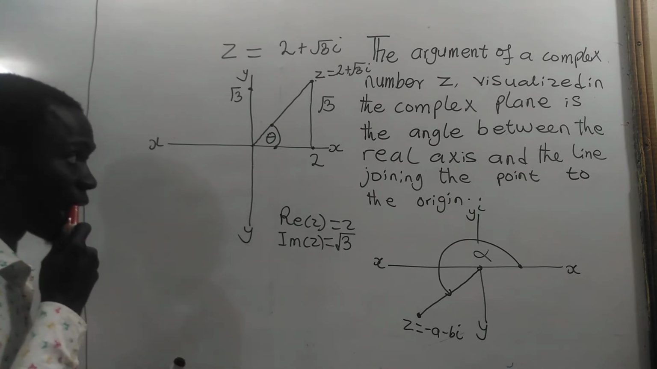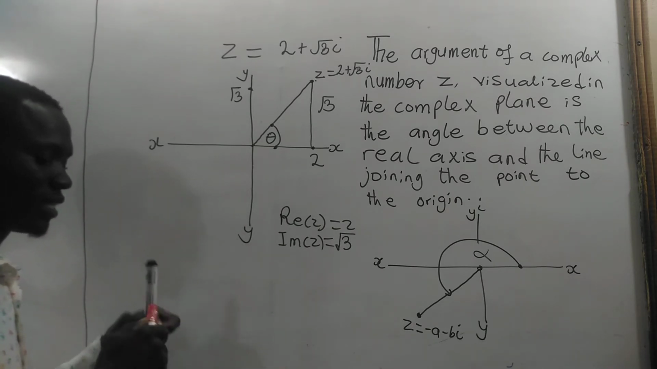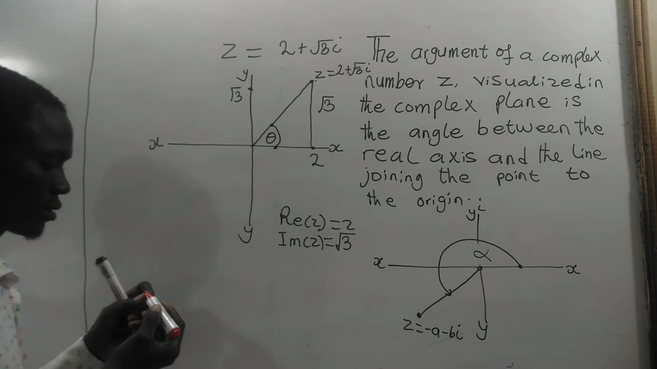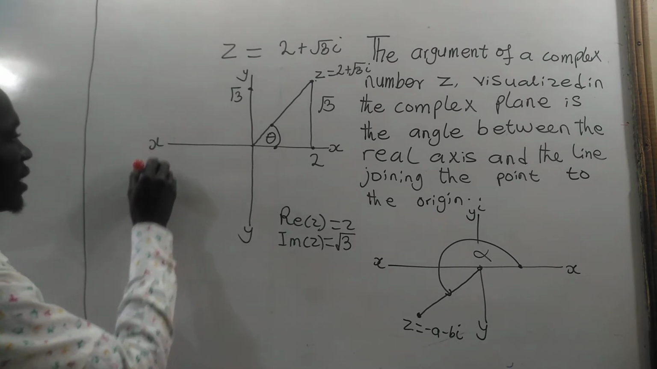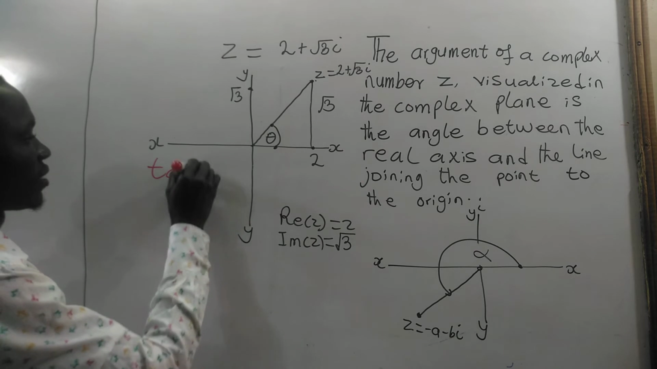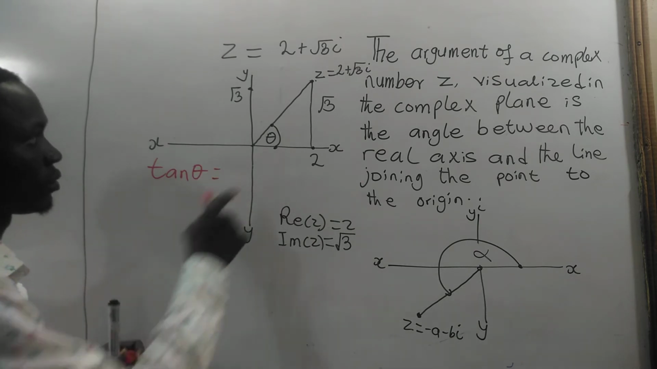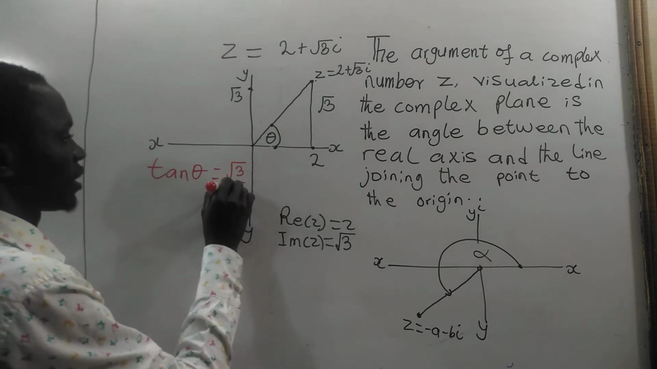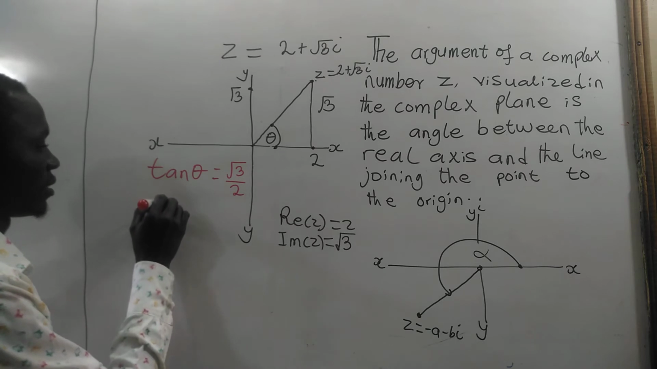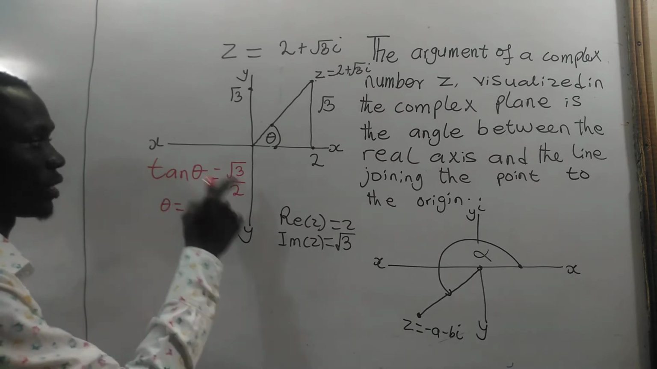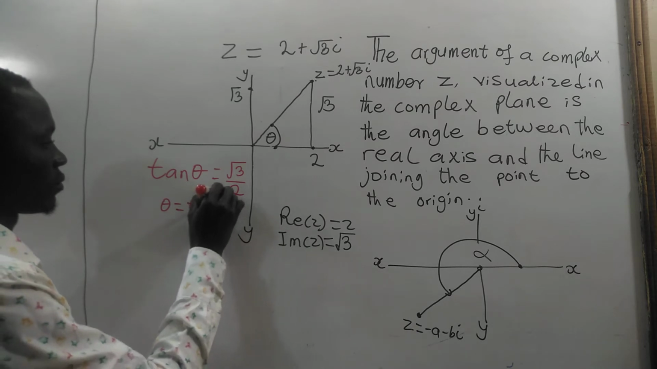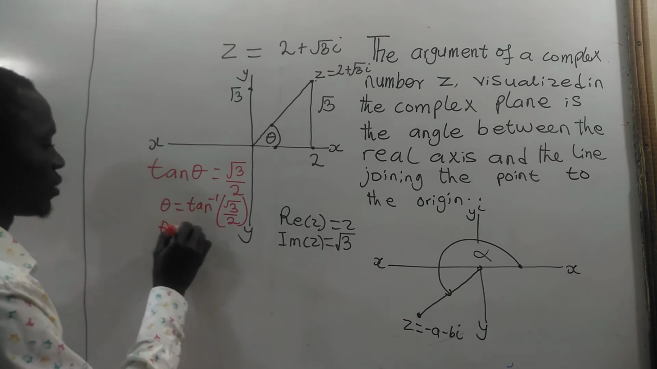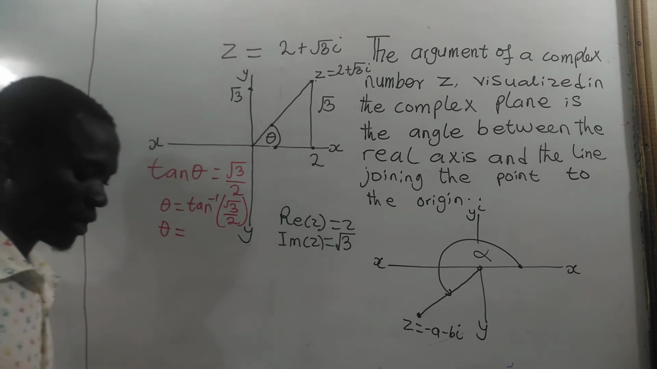So here, let us take the tangent of theta. The tangent of theta is equal to the opposite divided by the adjacent. So we take root 3 divided by 2. Then theta is equal to the arctangent, or the tan inverse, of root 3 on 2.